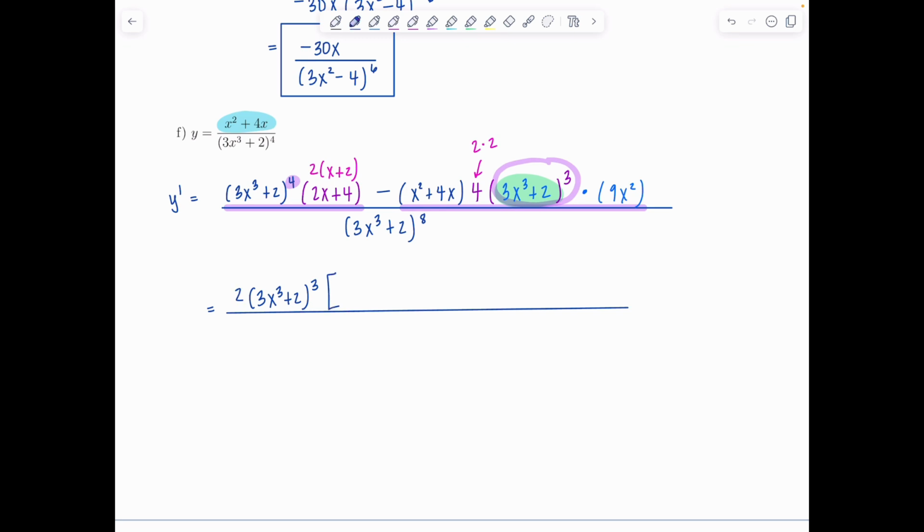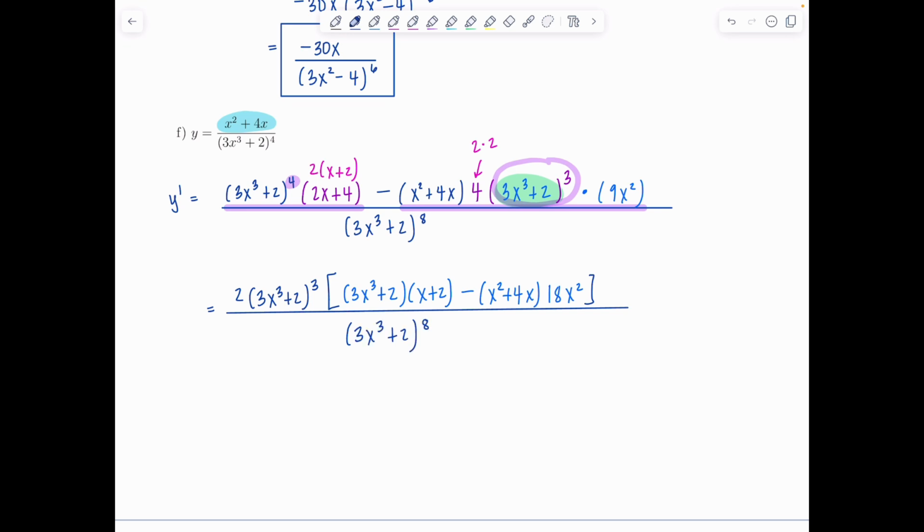So let's see what's left over. Now that I've taken out 3 of these, I only have 1 left. So I have 3x cubed plus 2 to the 1st. And then I also took this 2 out here, so I just have x plus 2 left. Minus, this is all gone. I still have x squared plus 4x. Now this 4, I took 2 out, so there's just going to be a 2 left and a 9x squared. So that's 18x squared. Over 3x cubed plus 2 to the 8th.